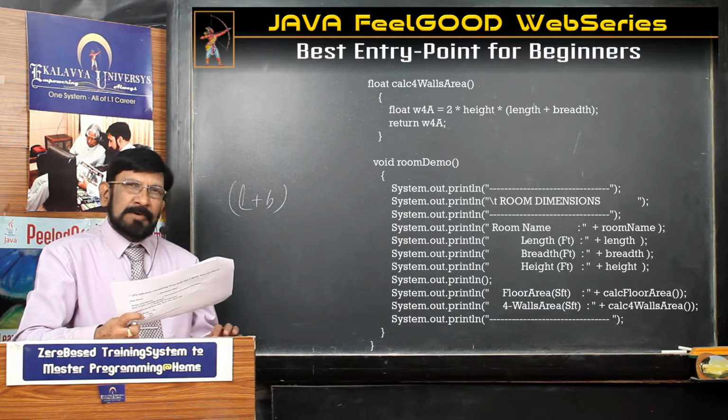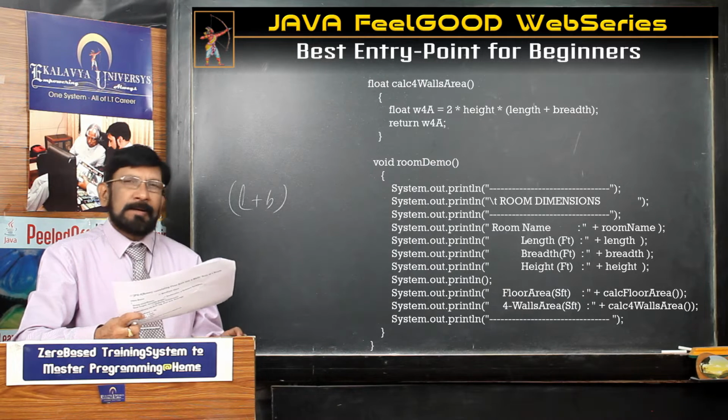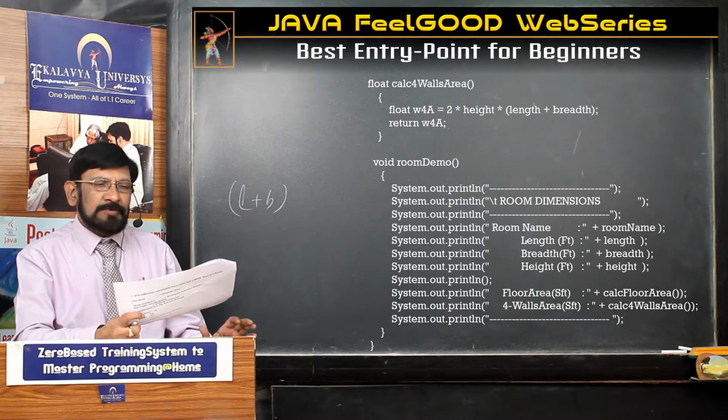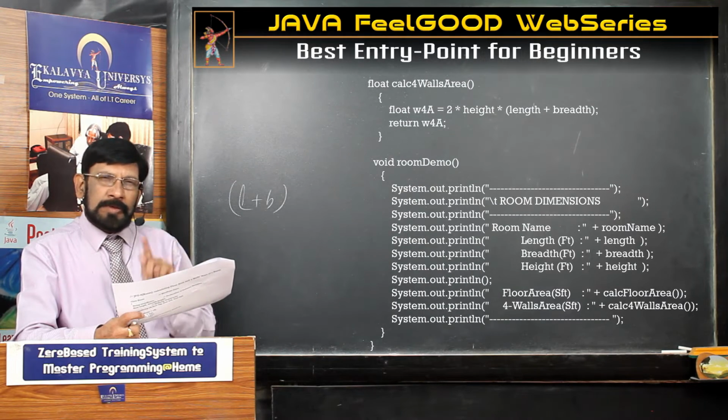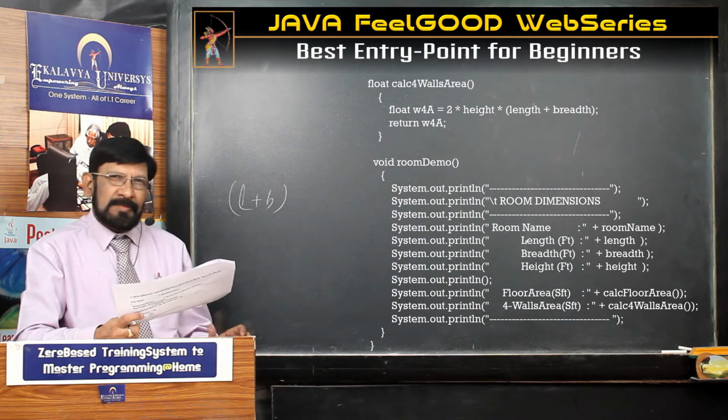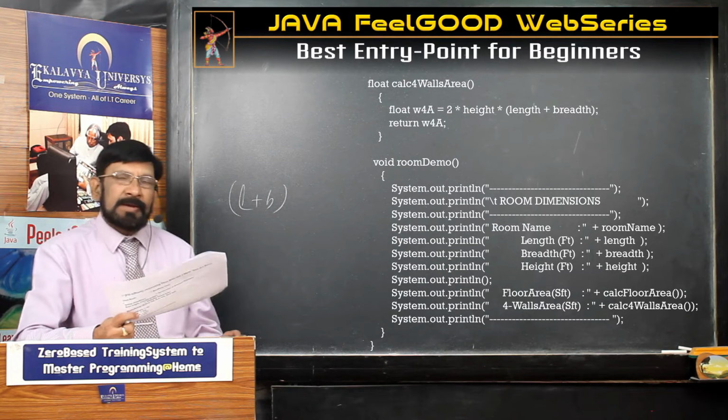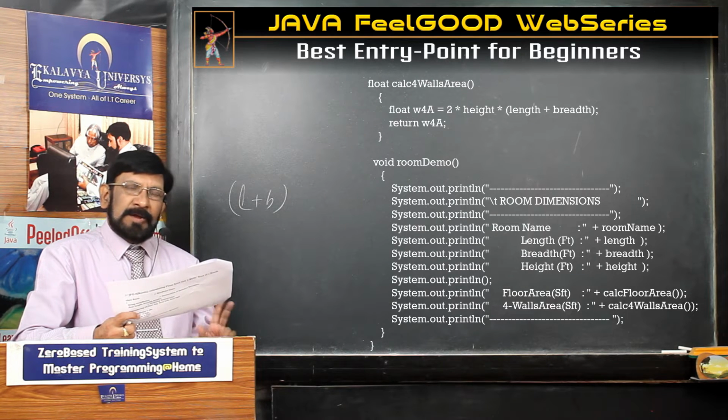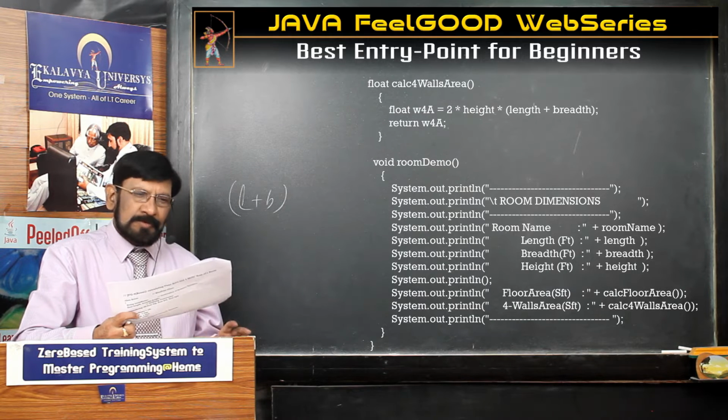Because of this formula, the 4 walls area is calculated and stored in W4A. That is indicative; one can understand what it is. Thereafter, you are returning it. With that, the second instance method is also over.